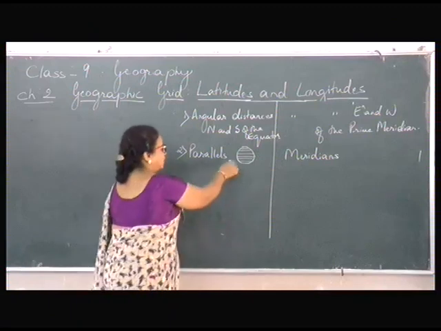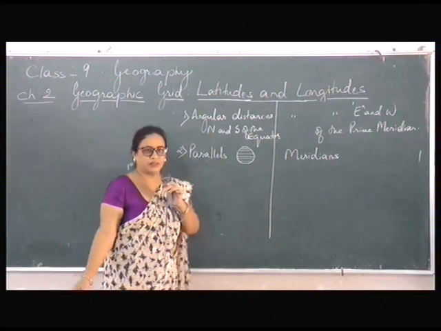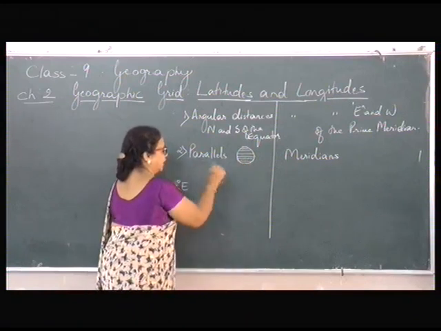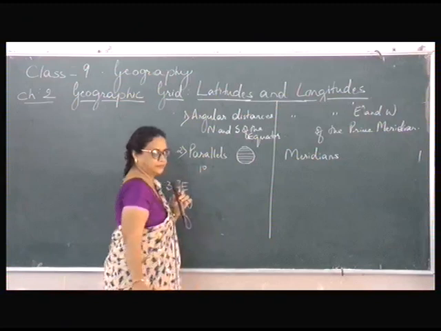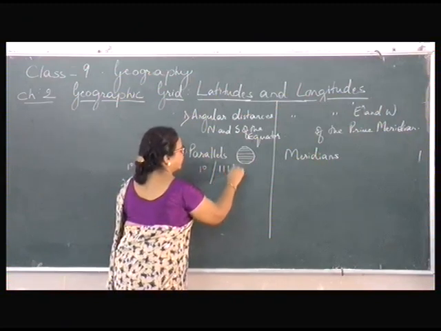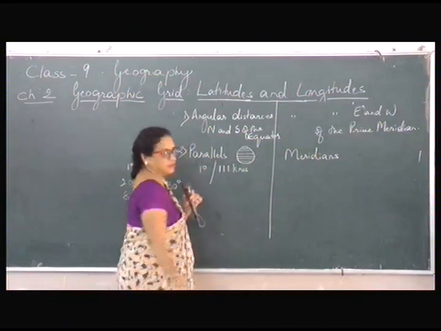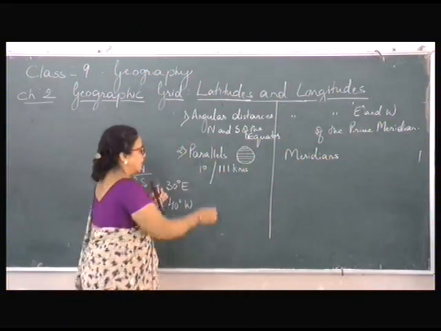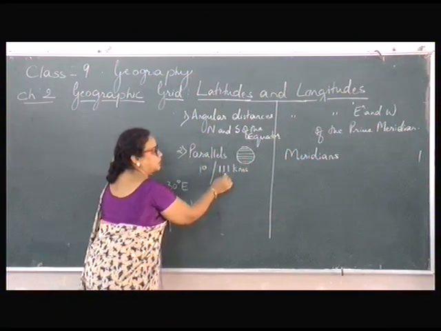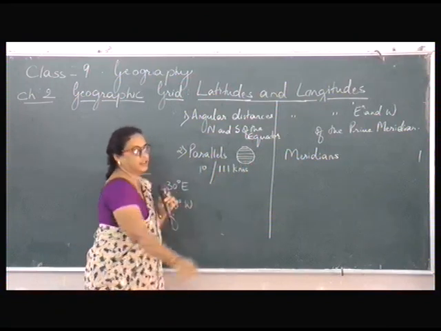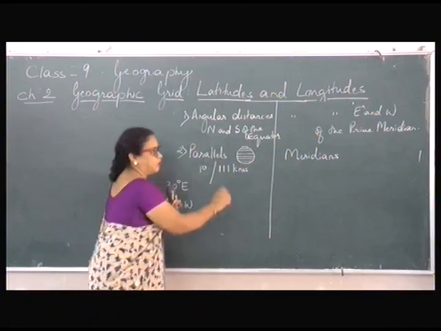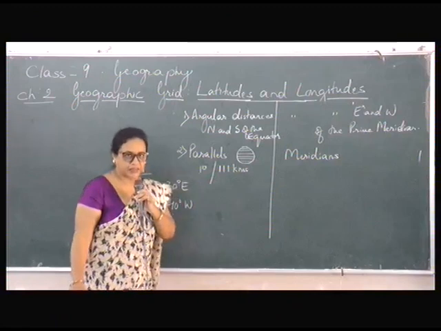And here only one piece of information I will add. The distance between any two latitudes in degrees is 1 degree, and in kilometers it is 111 kilometers. Clear? I repeat, 1 degree angular distance is equal to 111 kilometers on the Earth's surface. So this information helps geographers to do calculations.